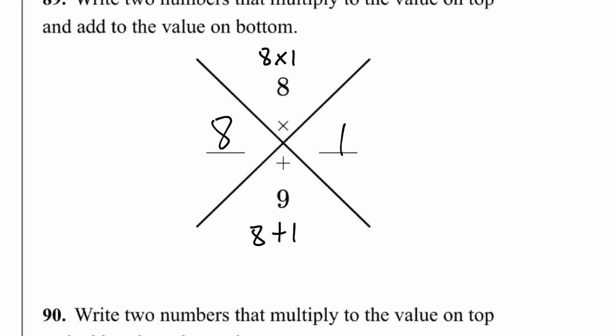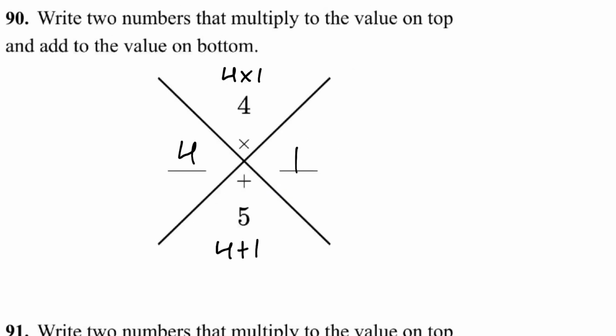It's always a good idea to try the number itself and 1. So for example, 8 is the number on the top. If I try 8 and 1, do they add up to 9? Do they multiply to give me 8? Yes. So try that first before you go looking for other numbers. Works again here in number 90. 4 times 1, 4 plus 1, so my answer is 4 and 1.